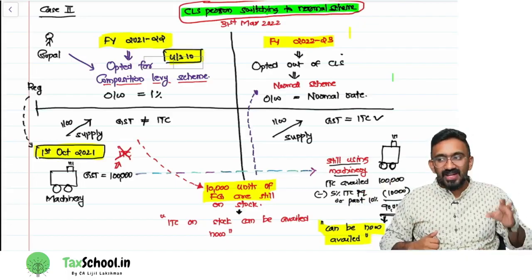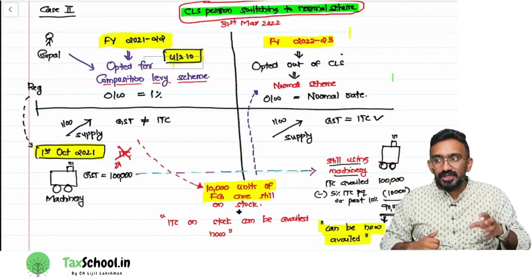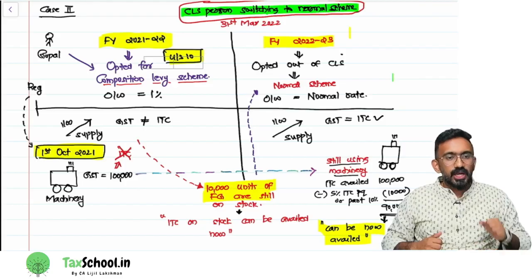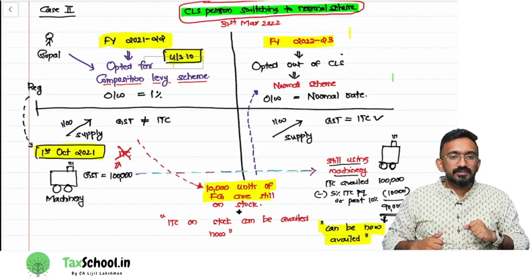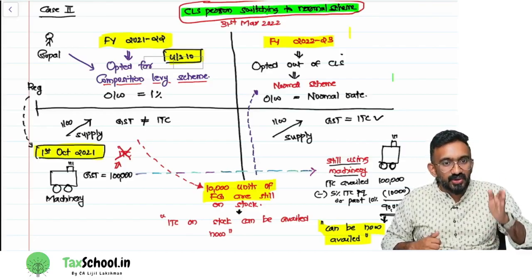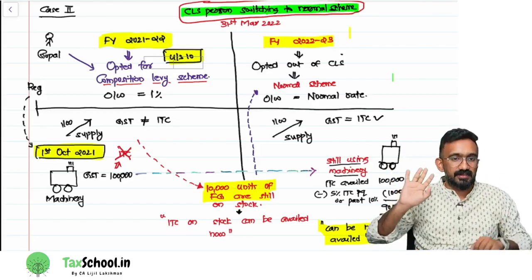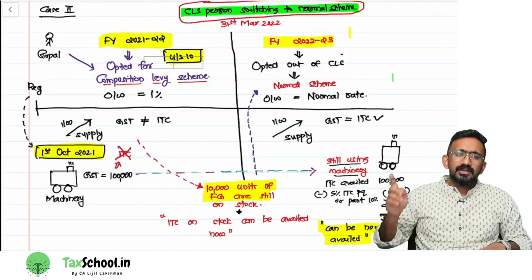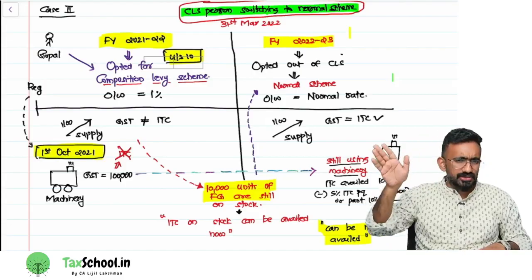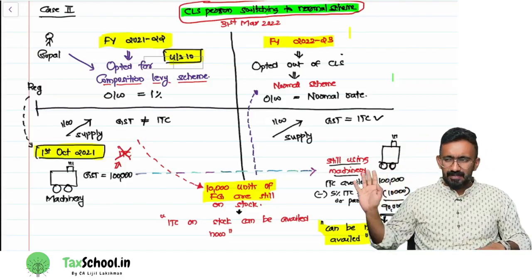So on the 10,000 kg, 10,000 units of finished goods, are you allowed to take input tax credit, or you're not allowed to take input tax credit? You're allowed to take input tax credit on the day in which you're moving to the normal scheme. This is the provision that we have. Same logic of unregistered to registered, CLS to normal scheme also has the same impact.